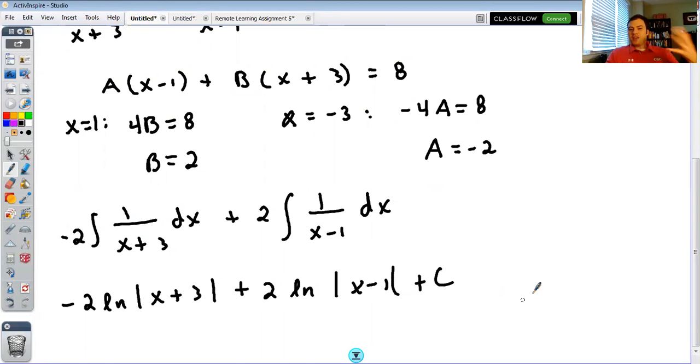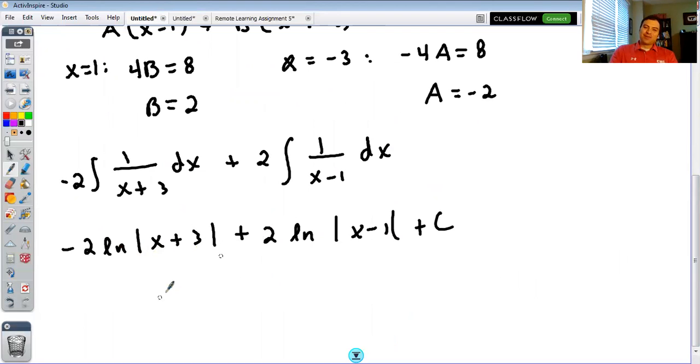And then comes my favorite part, is condensing these down. So I can rewrite this as division, right? Since it's subtracted, I can move these powers also up. So I can raise the x minus 1 to the second and the x plus 3 to the second. The one that's negated is going to go to the denominator. So here's my ultimate answer.